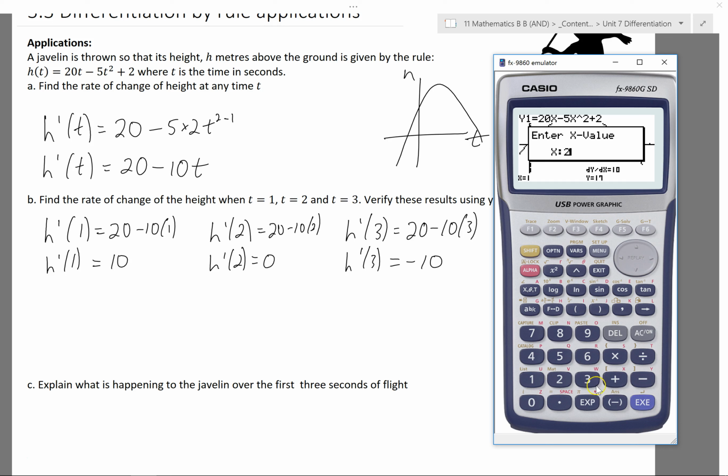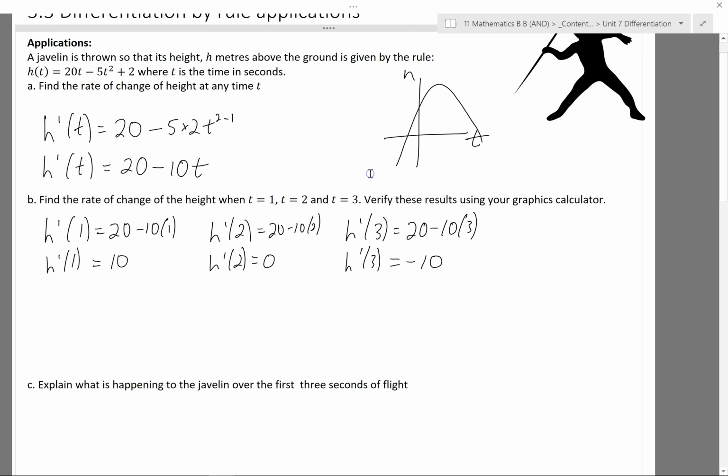What's the slope at 2? Yeah, the derivative is 0. And what's the slope at 3? Yeah, the derivative is -10. So I didn't make any mistakes, which is good.